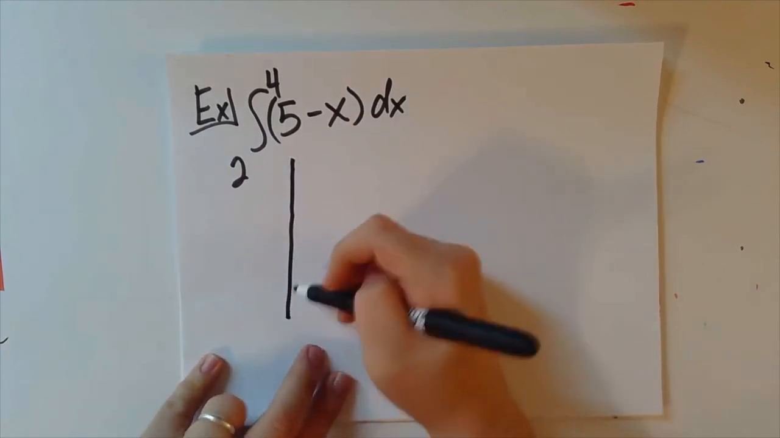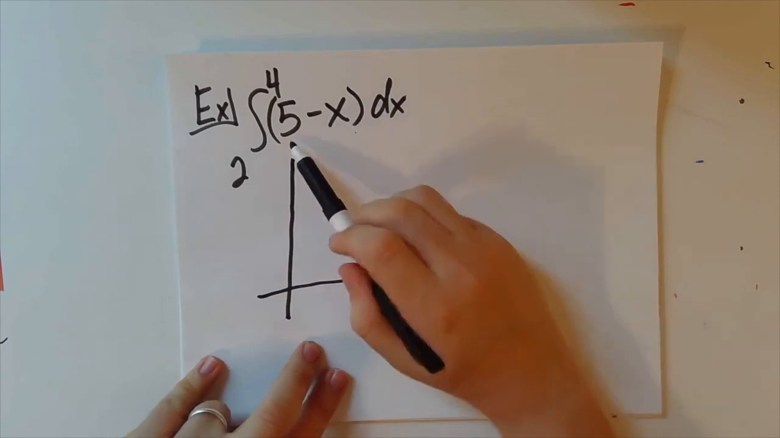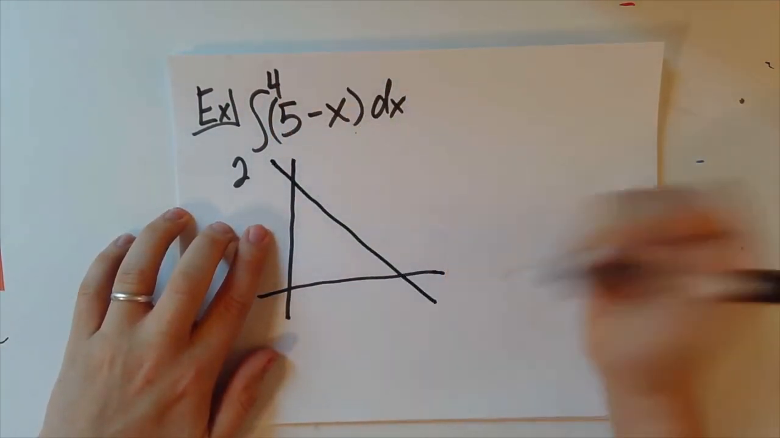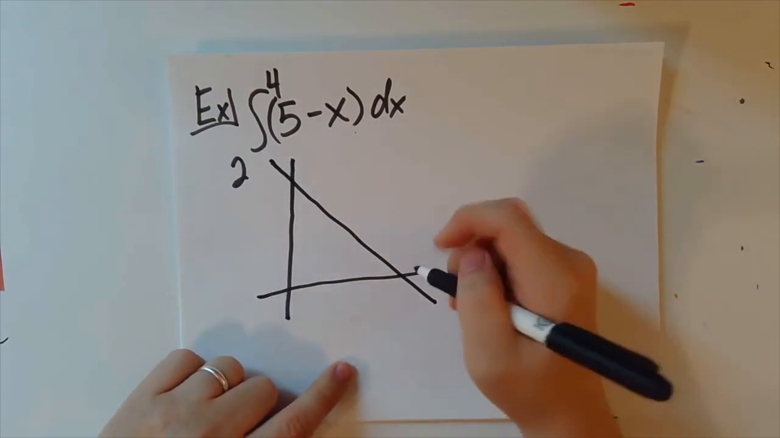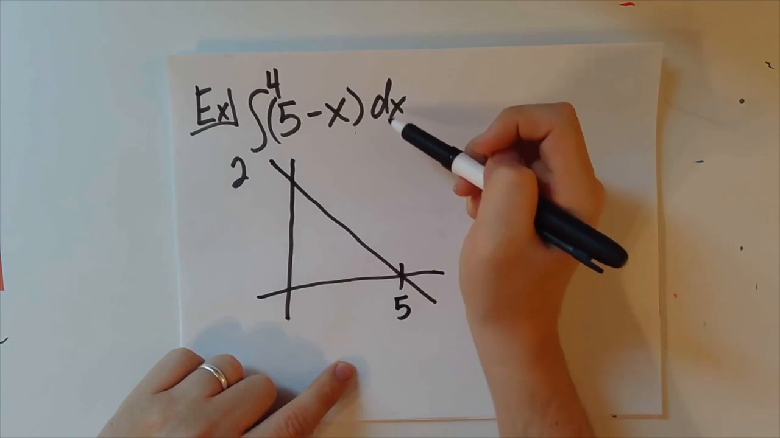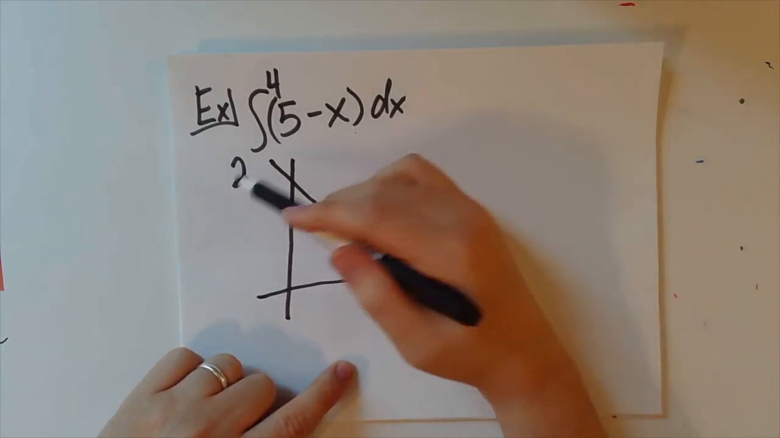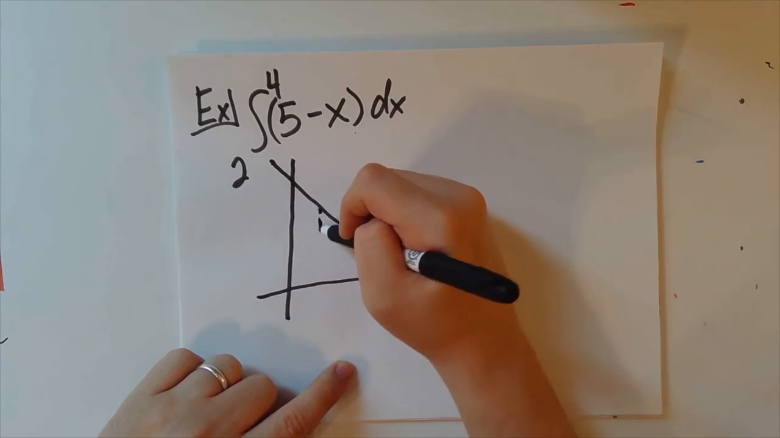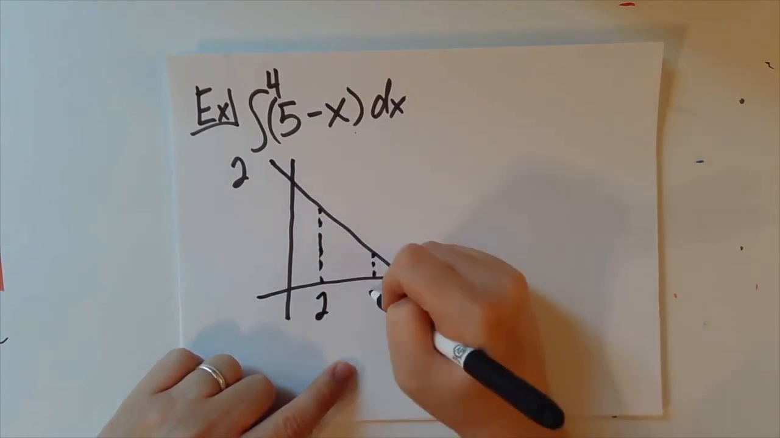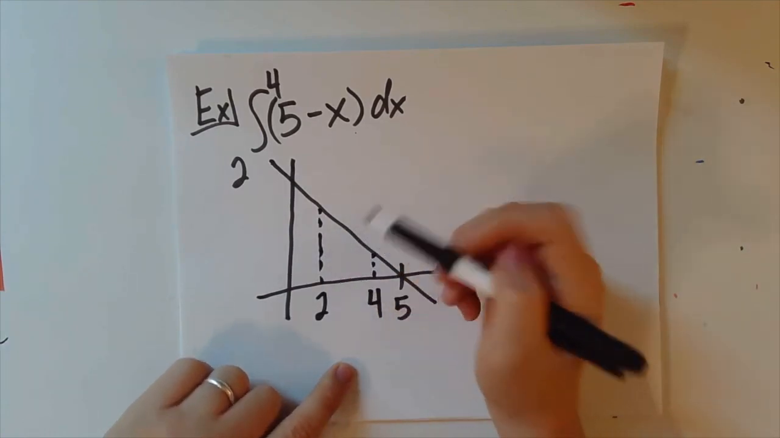Okay, so here the line is 5 minus x, so it has a positive y-intercept and a negative slope, so its graph looks something like this. Okay. I know where the x-intercept is. It's at 5, because that's what makes 5 minus x 0. And I want to know the area here between 2 and 4. So here's 2, here's 4. So I want the area of this trapezoid thing in the middle again.